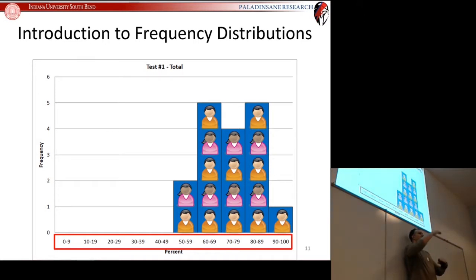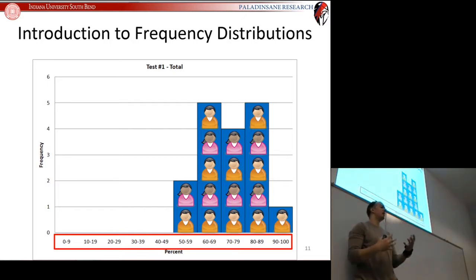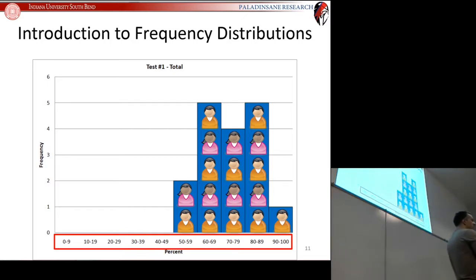So if this was just a jumble of scores, as it is when you first collect your data, it's hard to make sense of what's going on. But in a frequency graph like this, you can immediately see that a lot of individuals scored 60 to 69. We have only 1 person that scored 90 to 100. It helps you get a grip on the data a lot easier and to see the picture a lot clearer.